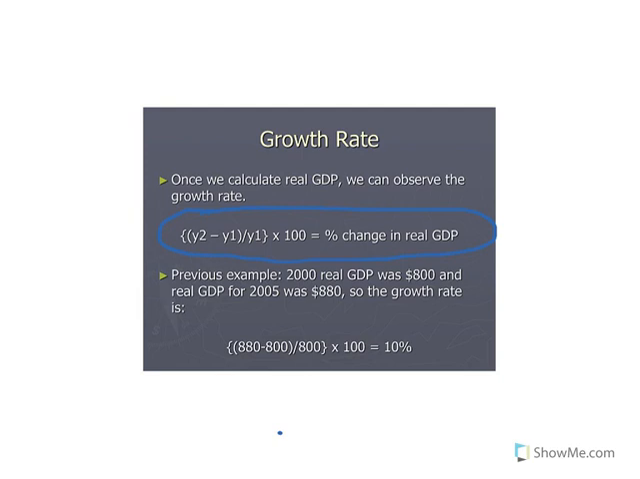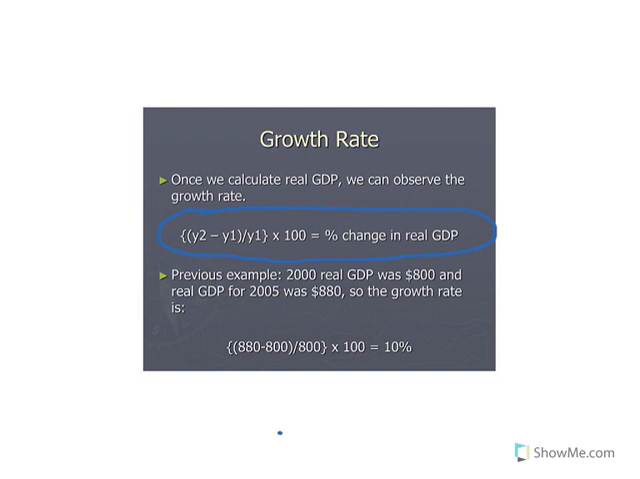So if we look at the data from the problem that we just did, we said that the real GDP in the year 2000 was 800 and the real GDP in 2005 was 880. So if we wanted to know the growth rate of the economy between the years 2000 and 2005, we would just plug those numbers into that formula.